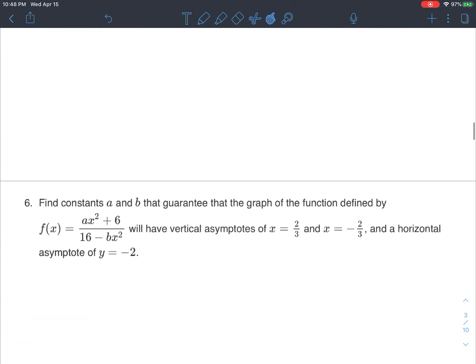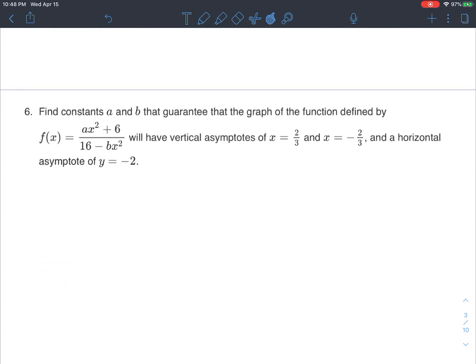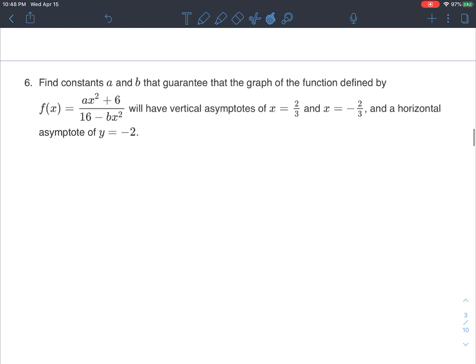Let's go to the next question. Number 6. Find constants a and b that guarantee that the graph of the function defined by this will have vertical asymptotes at x equals 2/3 and x equals negative 2/3, and a horizontal asymptote at y equals negative 2.